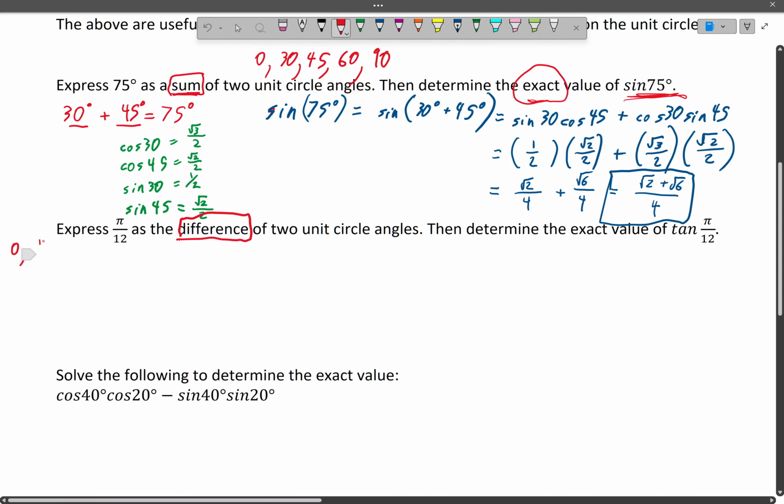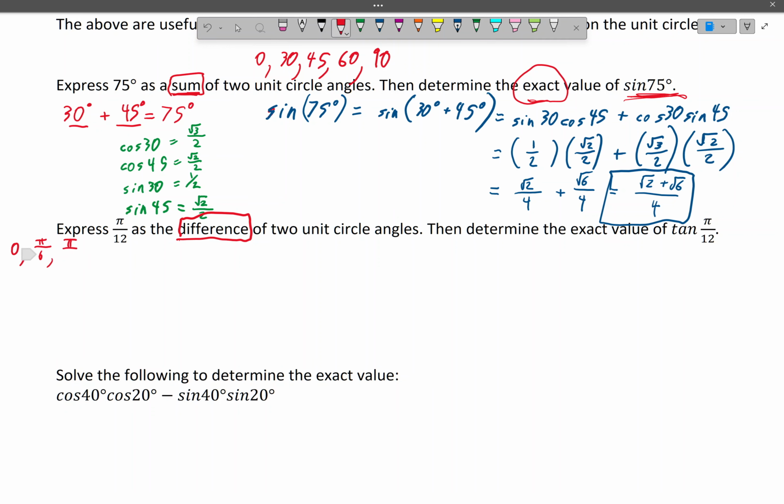So what we need to do is understand what all of our different angles are. Our first one is 0, then pi over 6, pi over 4, pi over 3, pi over 2. And then it continues around the circle. So if we want two numbers that, when you subtract them, get you pi over 12, how do we get this value? Well, we need to subtract pi over 3 and pi over 4.